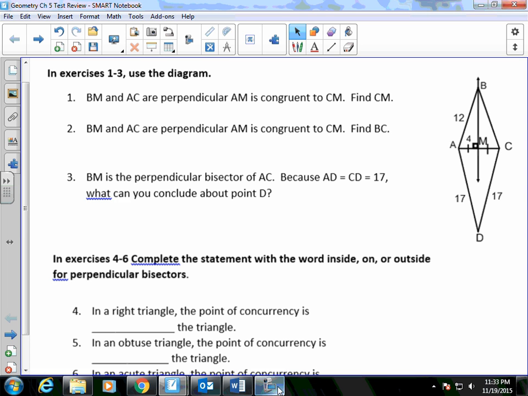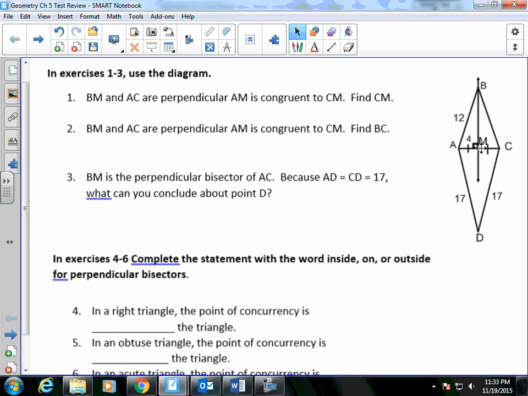Okay, so here we are. We got BM and AC are perpendicular. AM is congruent to CM, and we want to find CM. So we got BM is perpendicular to AC, and then it tells us that AM, this distance here, is congruent to CM, this distance here. And the question is find the length of CM.